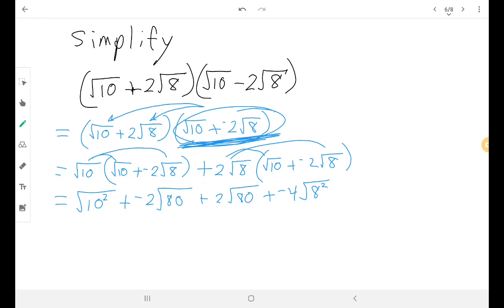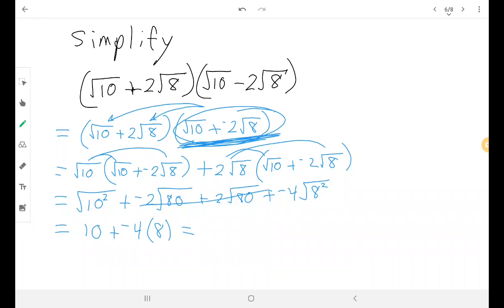So now, notice here in the middle of this, that we have like terms that we can add together. Okay? And we have -2 plus +2. So that's actually going to cancel each other out, right? That's going to make 0, which is awesome. So we can actually ignore these because they create 0. And square root of 10 squared is just 10. That's the reason that I wrote it that way. Plus -4 times square root of 8 squared, which is 8.